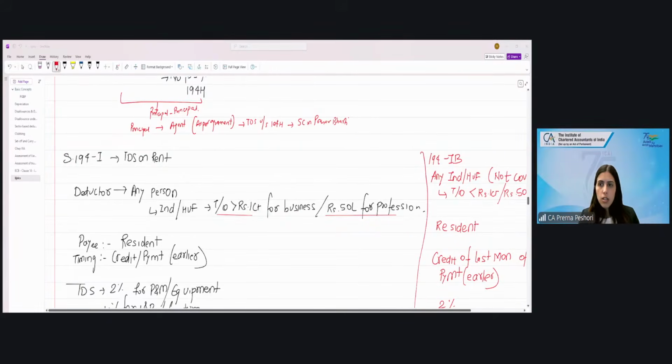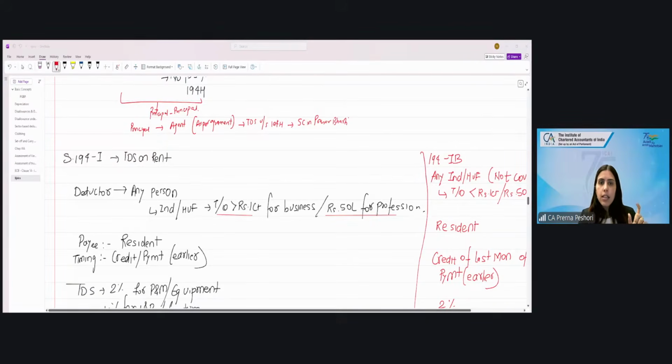What is the threshold for TDS? 2% on plant and machinery and 10%. Correct. So that is the rate. But what is the threshold? 1 crore in business and 50 lakhs for profession. No. What is the threshold for TDS? Like, after what amount does the TDS have to be deducted? So the TDS has to be deducted after the, yes.